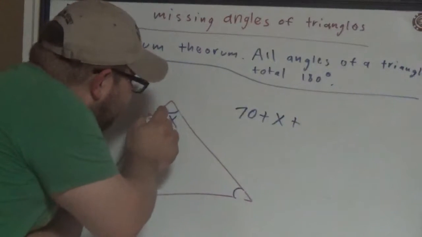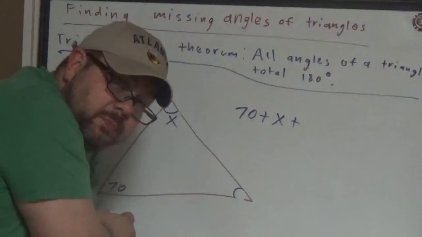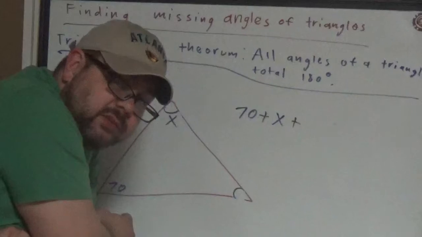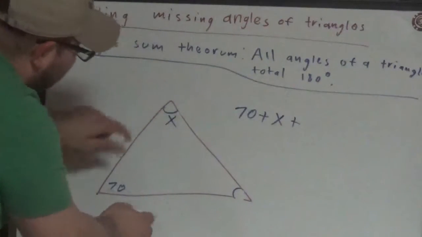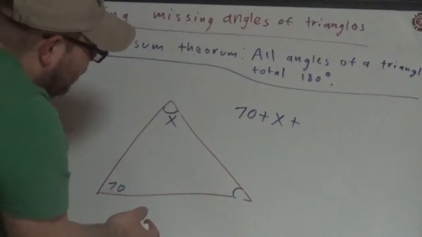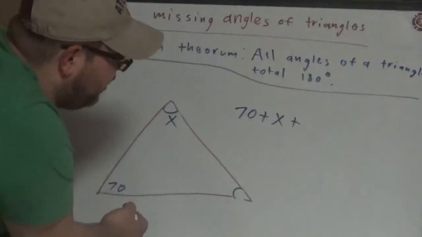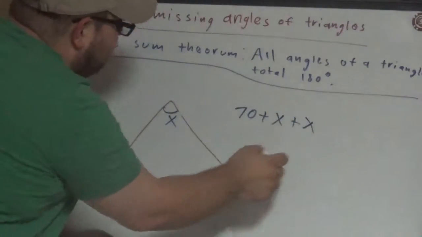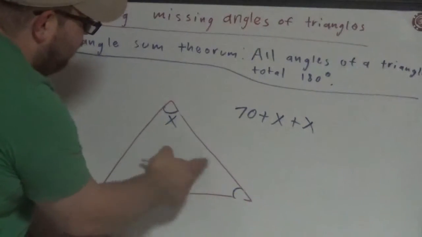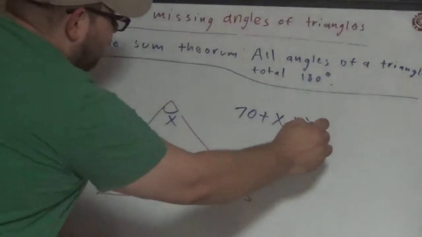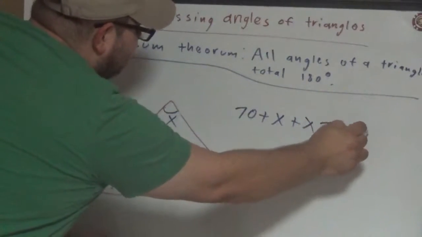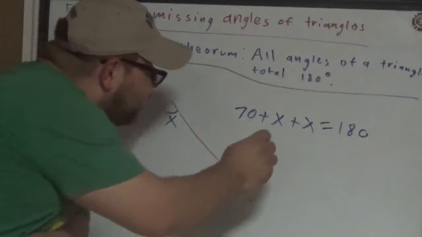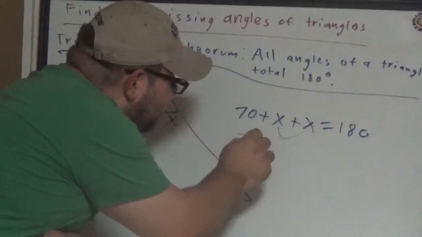Well, if we see this symbol inside an angle of a triangle, or any angle, that means they're congruent. They're equal to each other. So, if these two are both congruent, and one of them is x, the other one must be x. So that means that both of these would equal x. I have my three angles now. Set it equal to 180. Combine like terms.